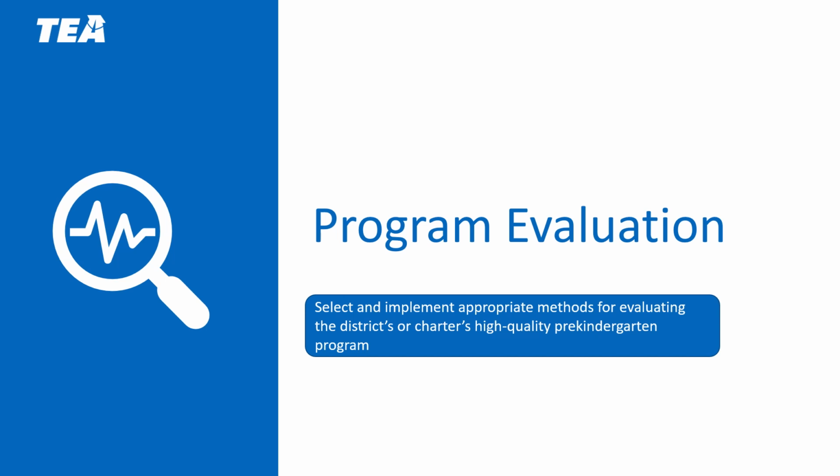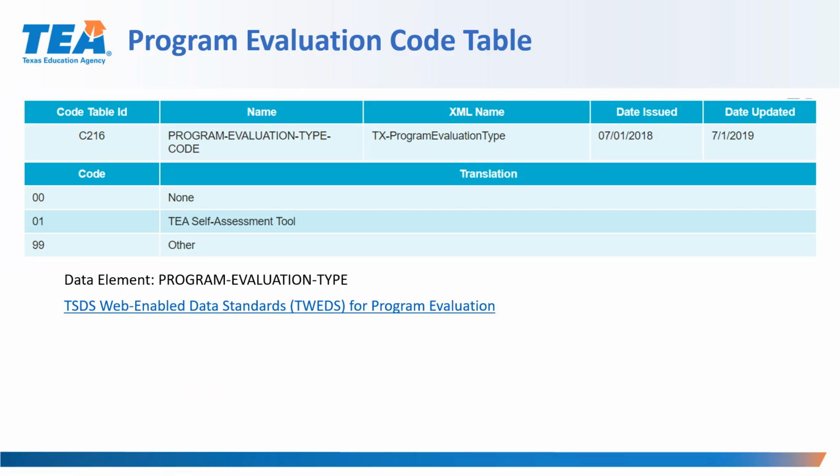Next up is program evaluation. Select and implement appropriate methods for evaluating the district's or charter's high-quality pre-kindergarten program. When reporting program evaluation, this is included in code table C216, Program Evaluation Type Code. This slide has the linked page for program evaluation.